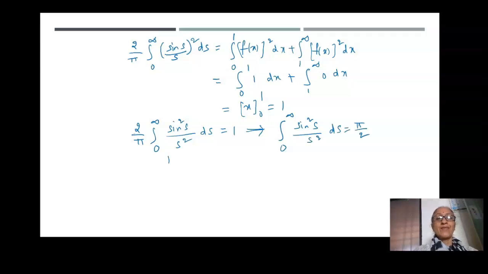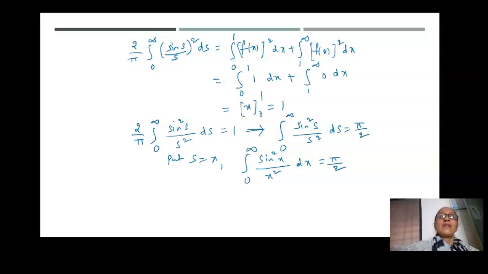If you put s equal to x, then we get integral 0 to infinity sin square x by x square dx equal to pi by 2, which is the required solution. Now let us see the next question, the fourth question.